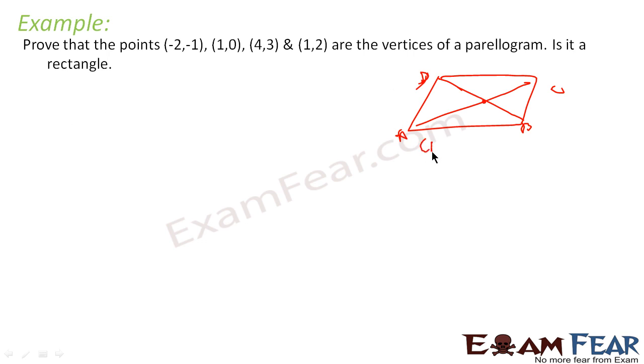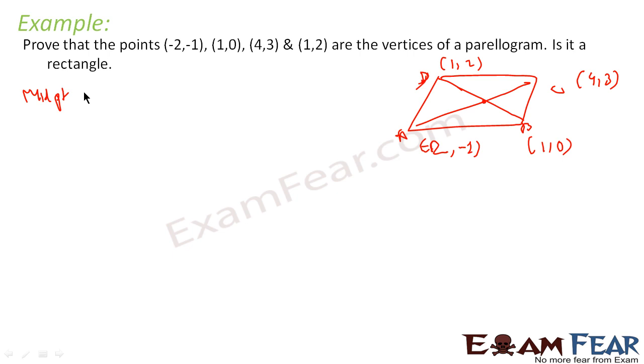Correct. So I'll write ABCD, all these points. It's a different approach, so I'll solve this. A is minus 2 comma minus 1. B is 1 comma 0. C is 4 comma 3. And D is 1 comma 2. Right.